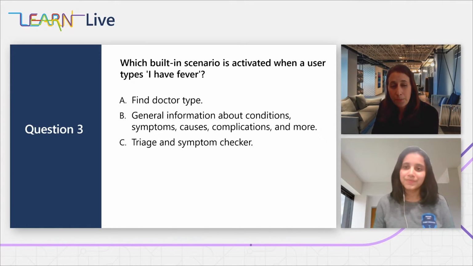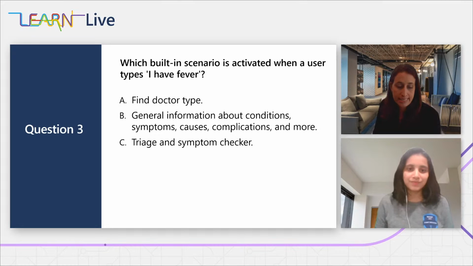And when we're talking about B, general information about conditions, so when I'm typing in I have a fever, I probably expect it to trigger a conversation about my fever as a symptom and to get some guidance on what I should do because I have a fever. So my answer would be C. I would say that this should trigger the built-in triage and symptom checker, where I would expect the Azure Health Bot to actually ask me what my symptoms are and give me a recommendation about what I should do. And I would say C.